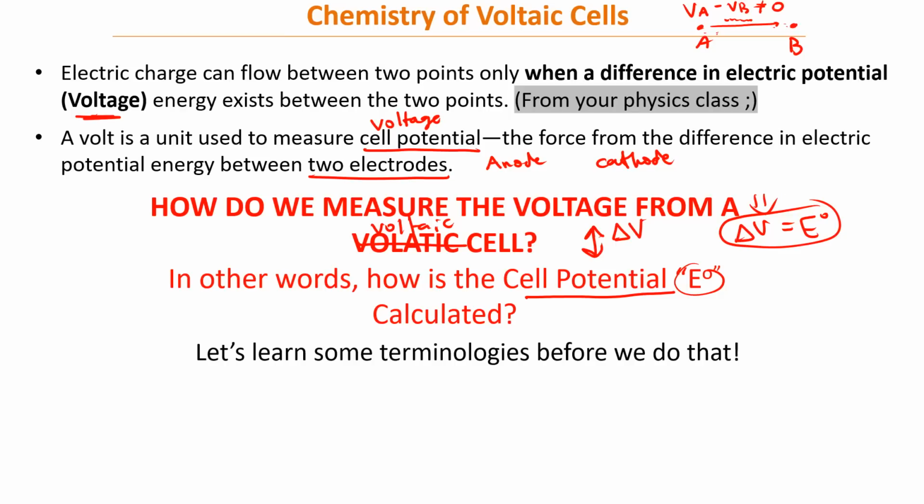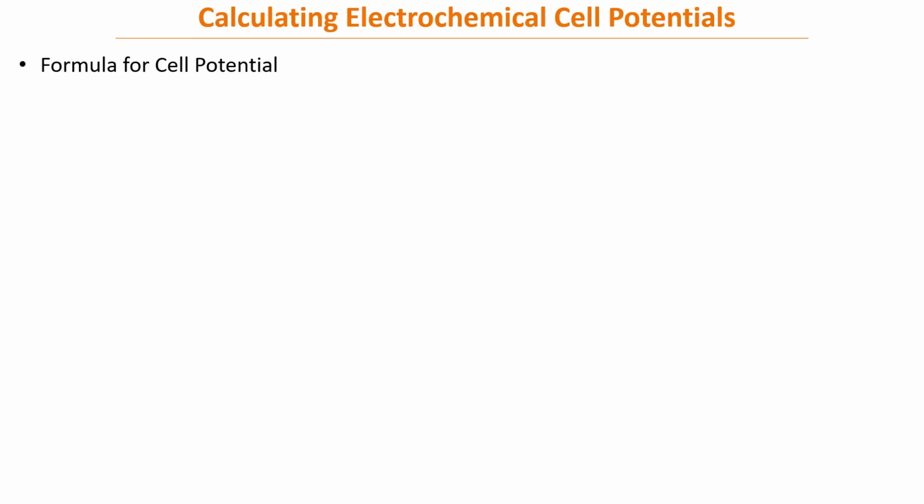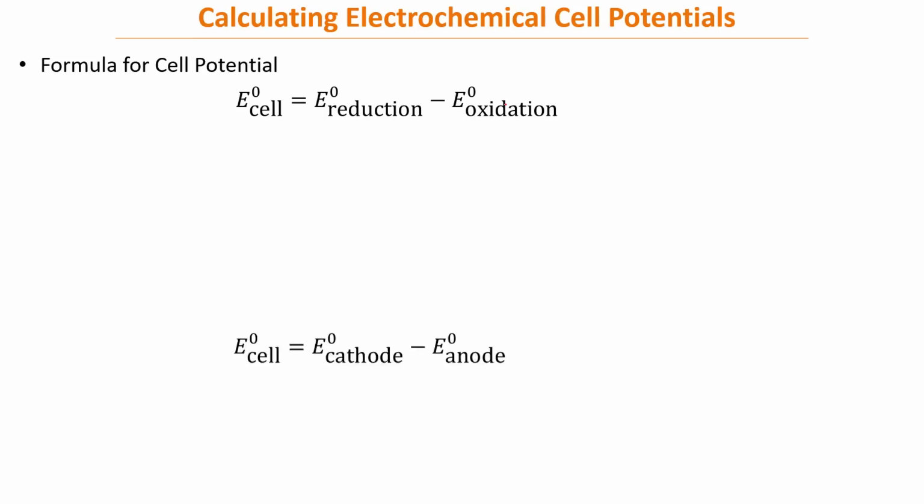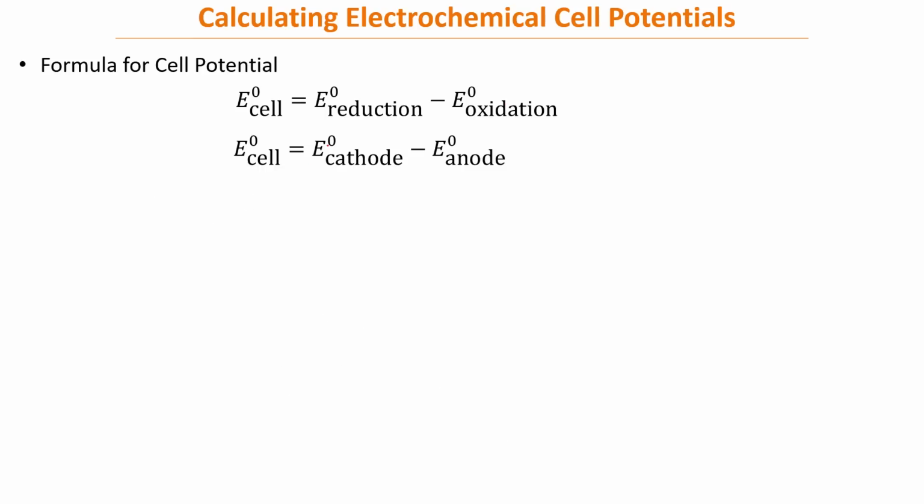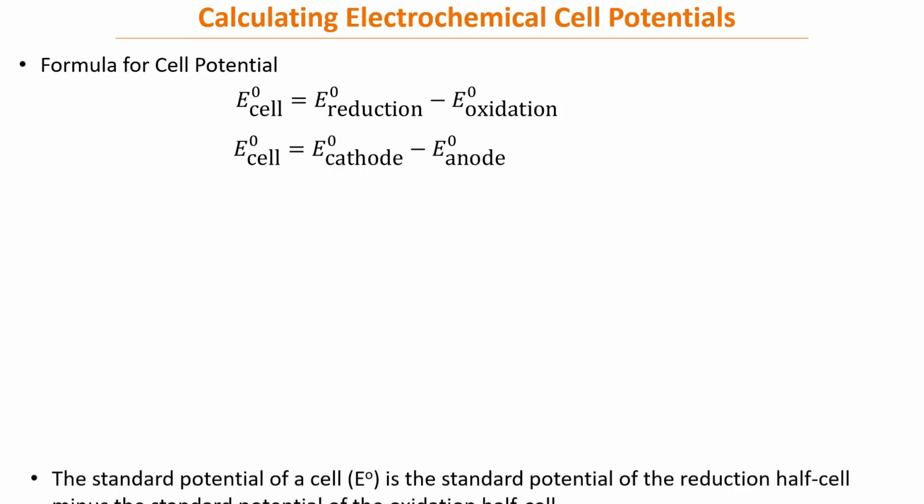So before we learn how to measure it, we need to learn some terminologies. لازم نتعلم بعض الأساسيات. First of all, the formula for cell potential. So the formula of the cell potential أو voltage تساوي الفولتج حق الكاثود reduction ناقص الفولتج حق الانود اللي هو oxidation. In other words, it is the potential of the cathode minus the voltage or potential of the anode. هذا كيف نطلع ال voltage of the cell, of the whole cell. Right?